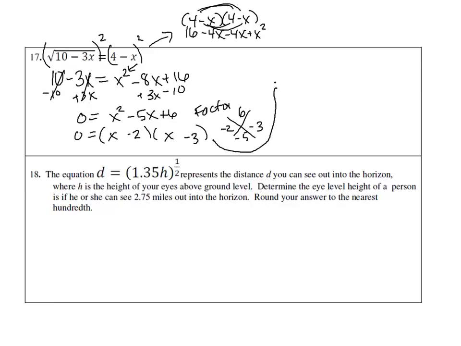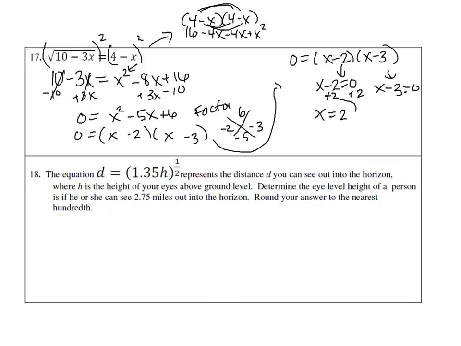And I'm just going to carry this up here. But those are not our answers. Those are our factors. So remember what we do is we set each factor equal to 0. We did a lot of this last trimester. So then we're going to add 2 and add 2. Add 3 and add 3.